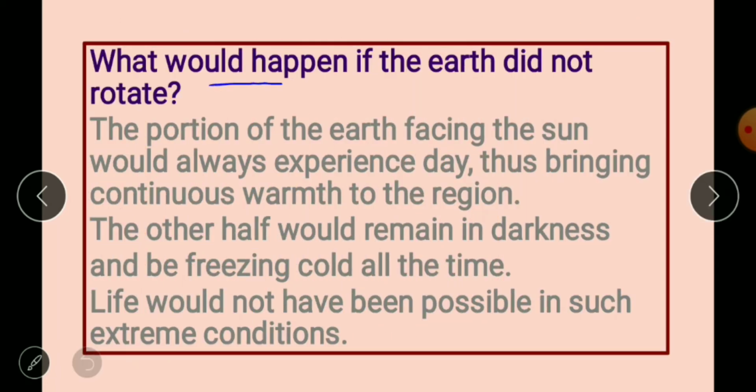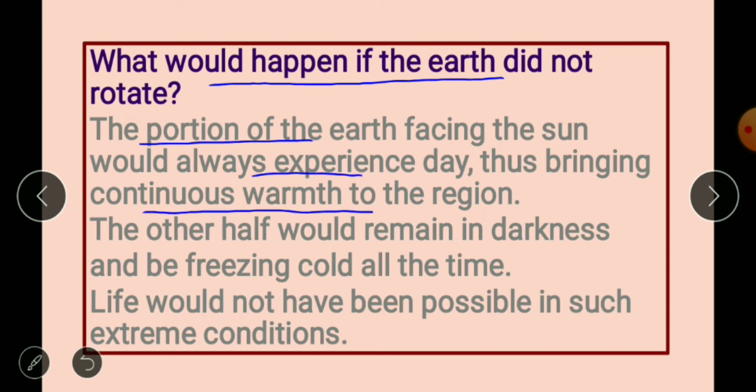What would happen if the earth did not rotate? If the earth did not rotate, that means there would be no day and night. The portion of the earth facing the sun would always experience day, thus bringing continuous warmth to the region. So the portion of the earth which faces the sun would always experience day. That means warmth would be there in the region. The other half would remain in darkness and be freezing cold all the time.